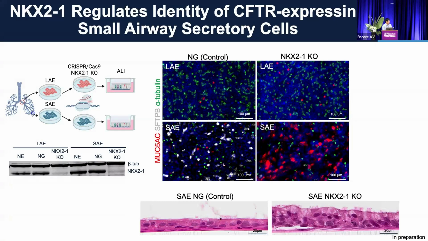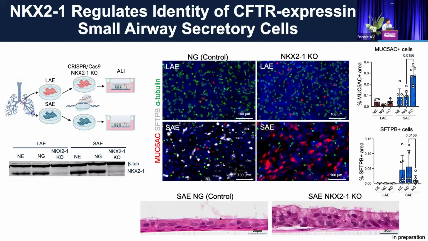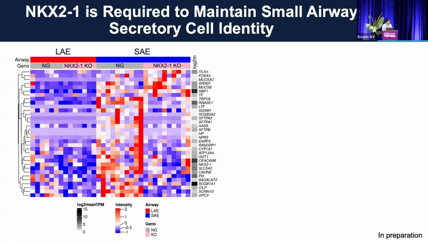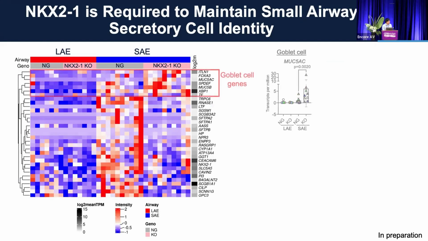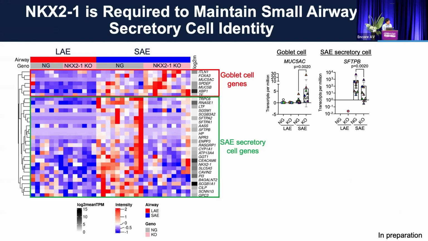This is a histology of small airway cell culture, NKX2.1-KO. We quantified the area positive for MUC5AC or SFTPB. MUC5AC positive cells are significantly increased only in the small airway cell cultures, and SFTPB positive normal small airway secretory cells are significantly reduced in the knockout cells. To further confirm these findings, we performed bulk RNA sequencing to look at goblet cell genes more globally. Goblet cell genes are highly upregulated in the NKX2.1-KO small airway cell cultures, but there is no change in the large airway cultures. These small airway secretory cell genes are only expressed in small airway cells in control, with no expression in the large airways, but they are globally downregulated in the NKX2.1-KO.